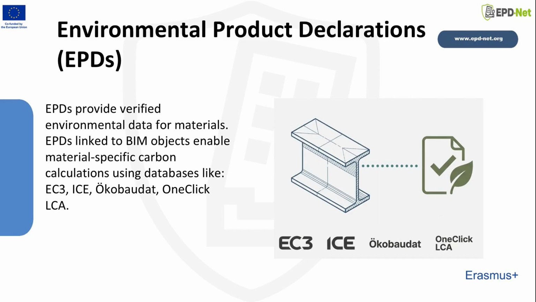Environmental Product Declarations, EPDs, are standardized documents that report the environmental impacts of products based on life cycle methodology. BIM models become significantly more powerful when connected to EPD datasets because they allow designers to evaluate the environmental performance of specific building materials rather than relying on generic assumptions.